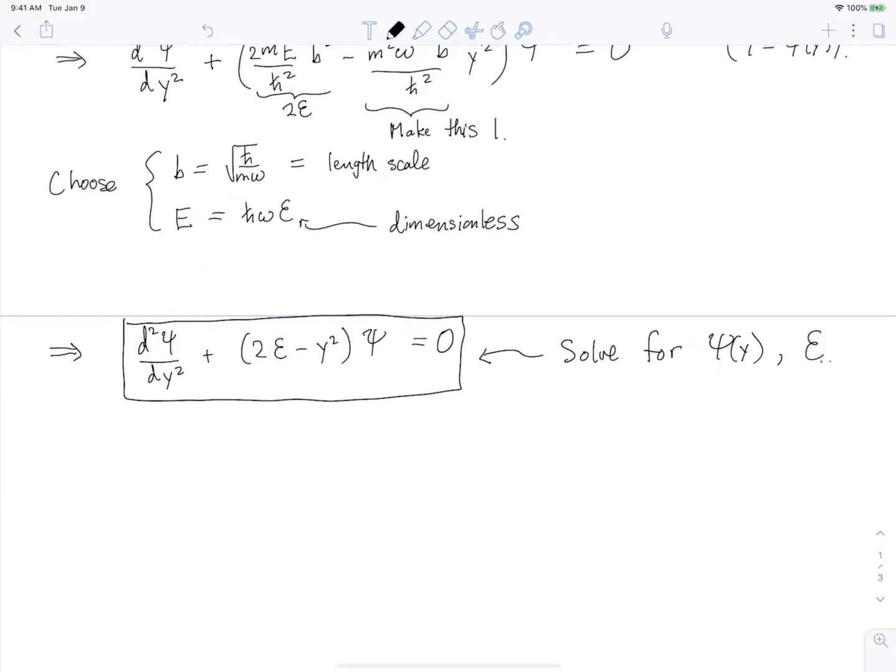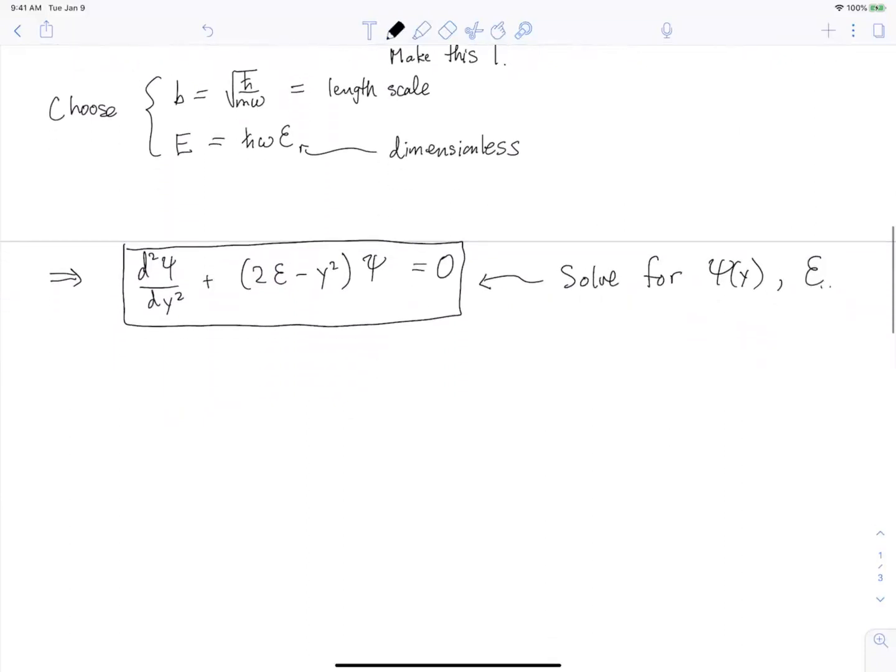Okay, so to solve this, let's first take an extreme case. That's another strategy that's very useful in solving problems. When you don't know what else to do, consider a simpler, more extreme case. And so let's consider the case of large y. In fact, large absolute value of y, because large positive y and large negative y are going to behave the same.